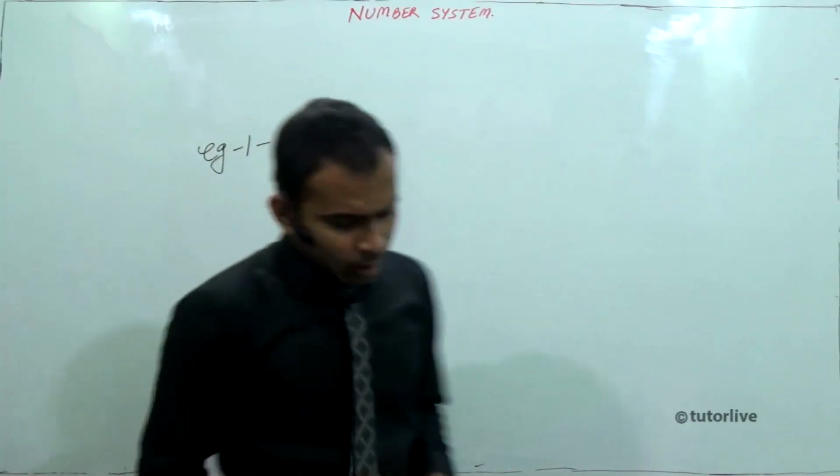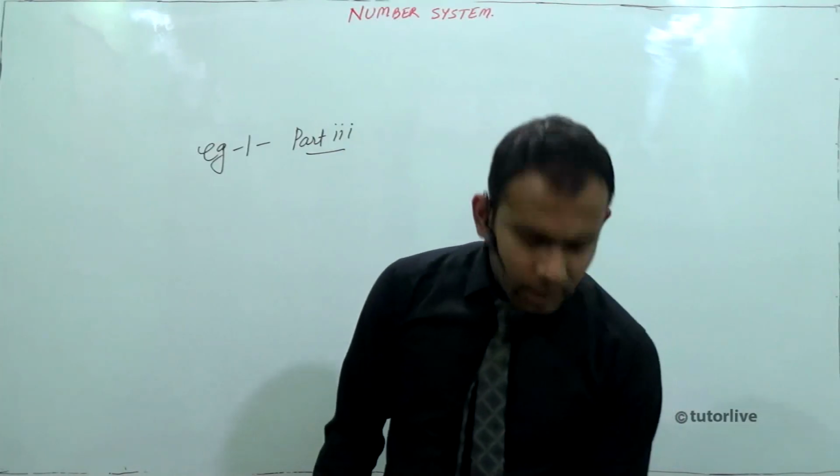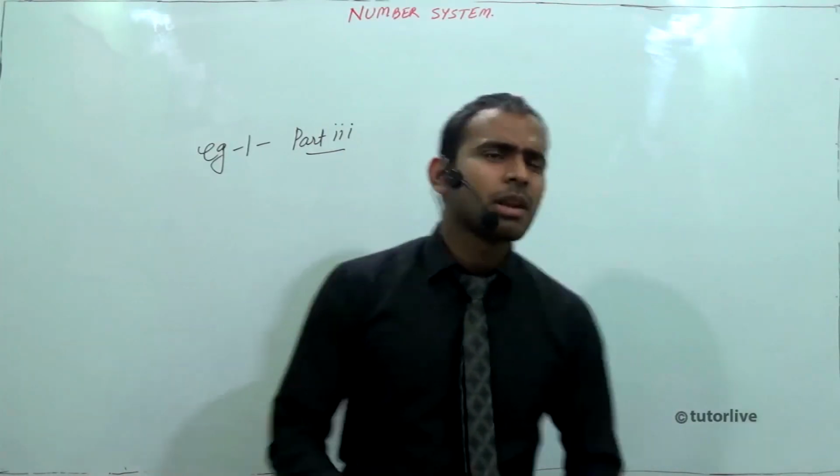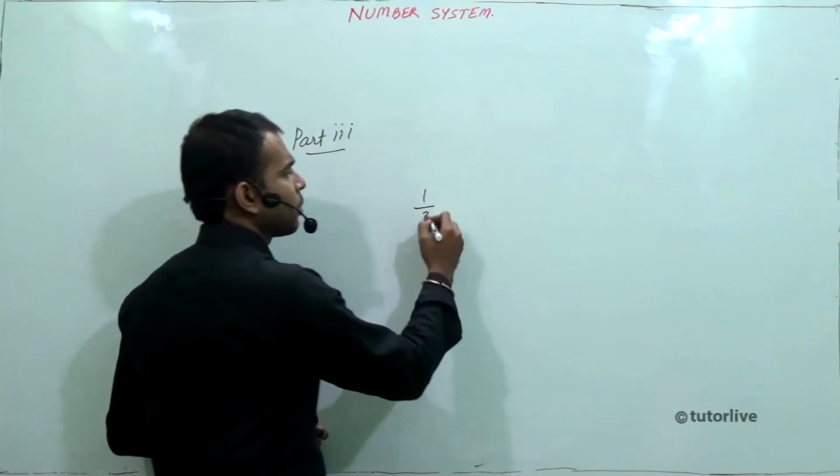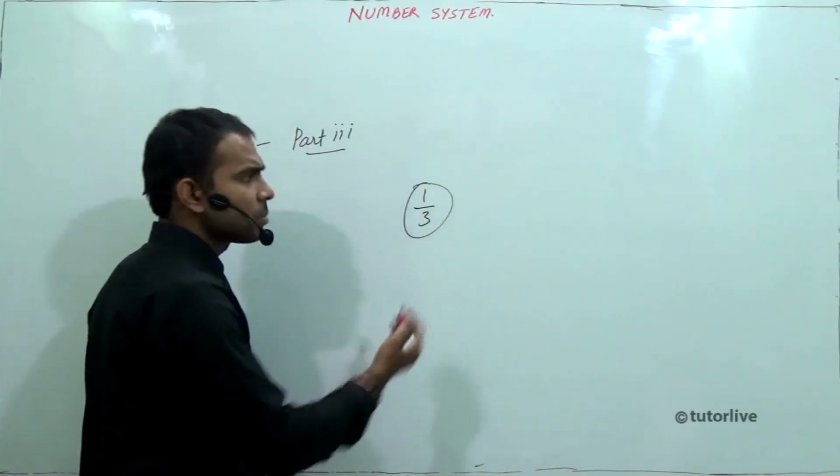Part 3. Part 3 says every rational number is an integer. Can you imagine every rational number? Let's say we have 1 upon 3. Is it a rational number? Yes, it's a rational number.